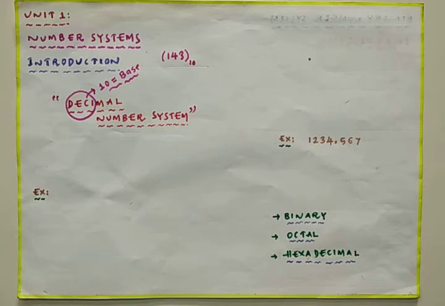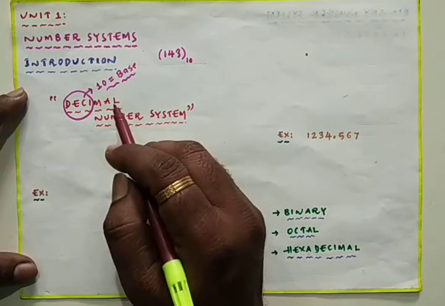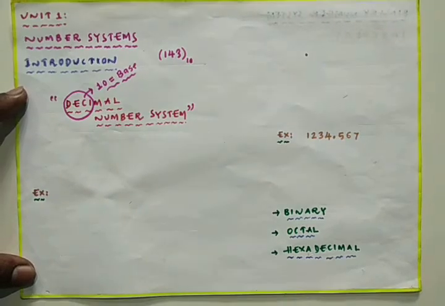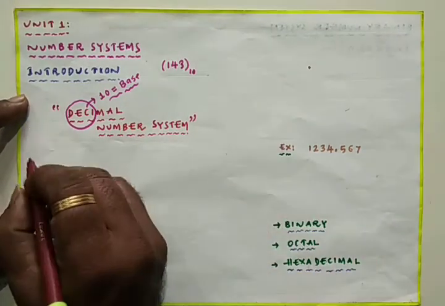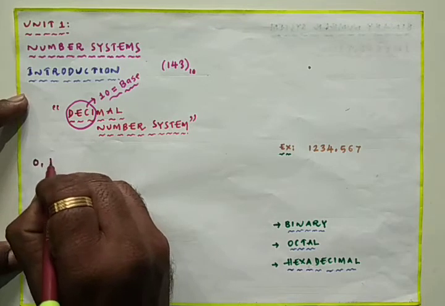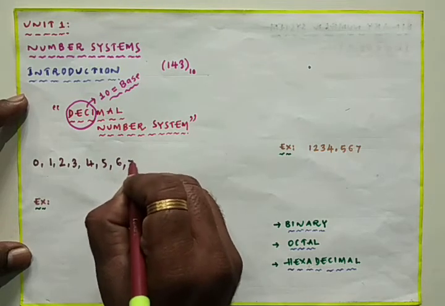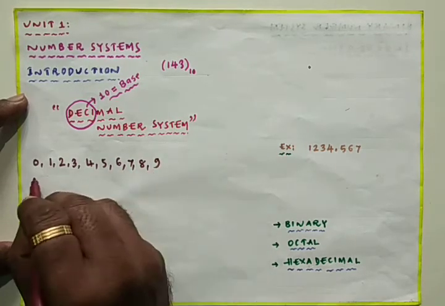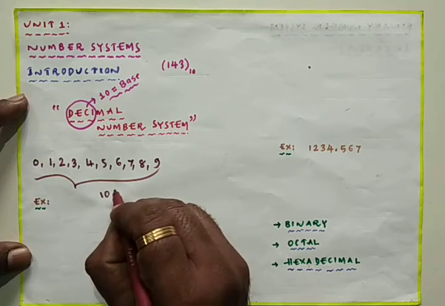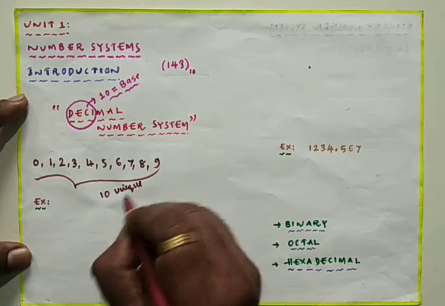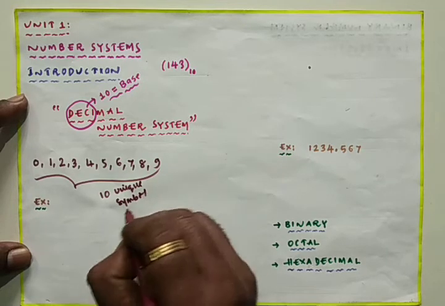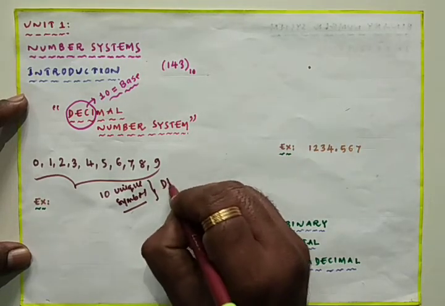So whatever numbers we use in daily life are called decimal numbers only. The base of the decimal number system is 10, in which we can have 10 unique symbols, which are 0, 1, 2, 3, 4, 5, 6, 7, 8 and 9. In total, 10 unique symbols. Each symbol we can call a digit.